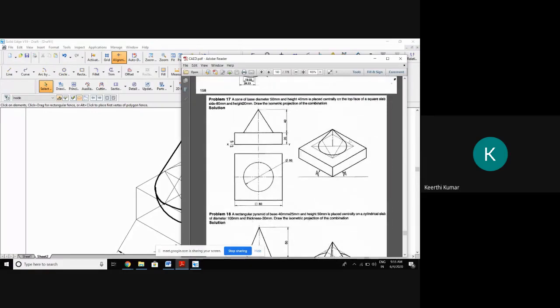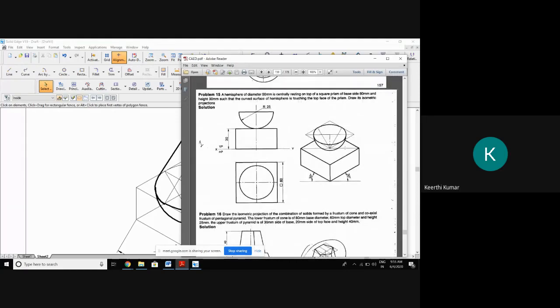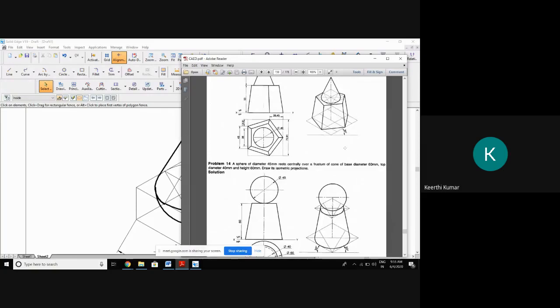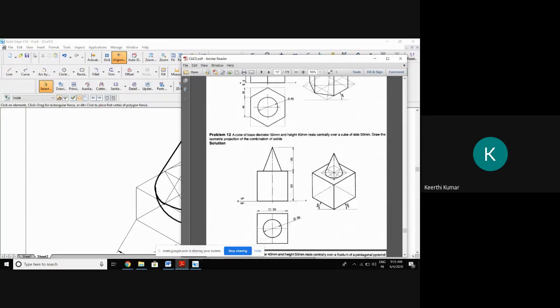So this one you can do. Yesterday we did this, I guess. Problem number 15 you can try as homework. 15th, 19th, I'll give 3 problems. You please try and come. This one we did. No, I think we have not done that.